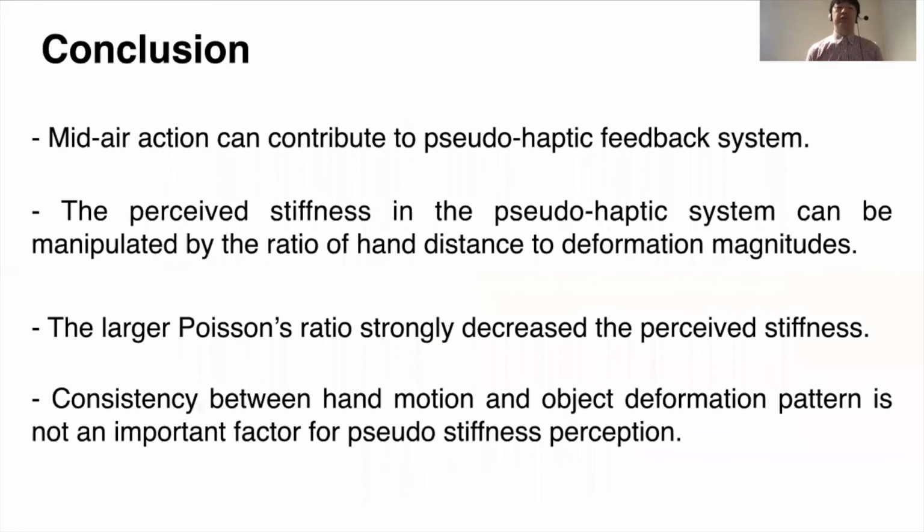To conclude, our results indicate that a mid-air action can contribute to a pseudo-haptic feedback system. The passive stiffness in the pseudo-haptic system can be manipulated by the ratio of hand distance to deformation magnitude. A larger Poisson's ratio strongly decreases the passive stiffness. Consistency between hand motion and object deformation pattern is not an important factor for pseudo-stiffness perception.